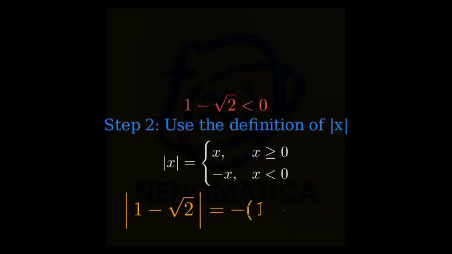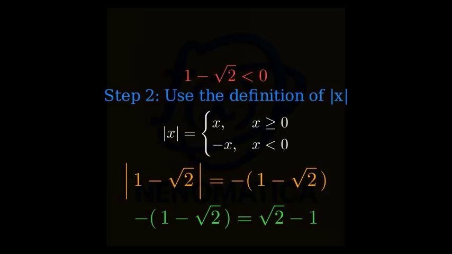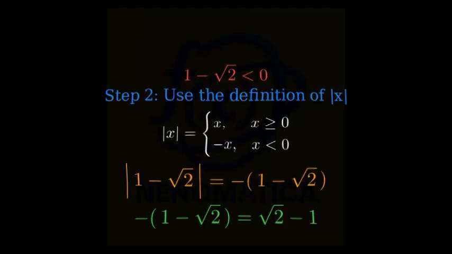Now, we simplify the negative sign through the parentheses. Finally, we state the result and give a quick intuition check. The absolute value of 1 minus square root of 2 equals square root of 2 minus 1, which is a positive number measuring the distance between 1 and square root of 2 on the number line.